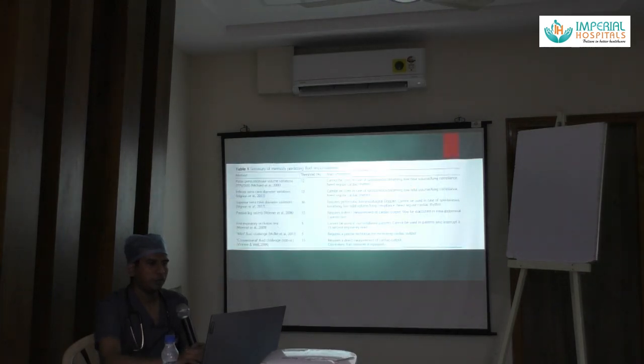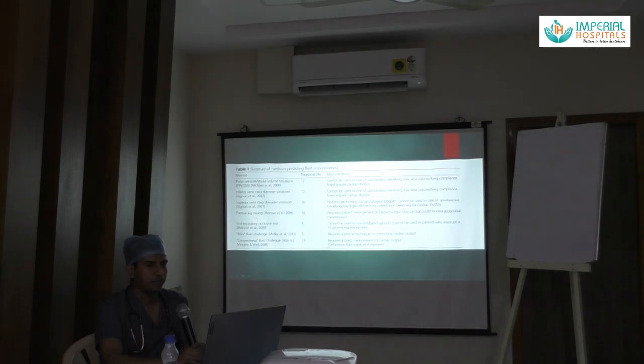So, a summary of methods predicting fluid responsiveness. At the bedside only, we can see fluid responsiveness by pulse pressure or stroke volume variations, but it cannot be used in a spontaneously breathing patient. The patient should be on a mechanical ventilator and controlled ventilation. Inferior vena cava diameter can be measured, but accurately only in a ventilated patient with low tidal volume and lung compliance. Superior vena cava dimensions need a transesophageal echocardiography.